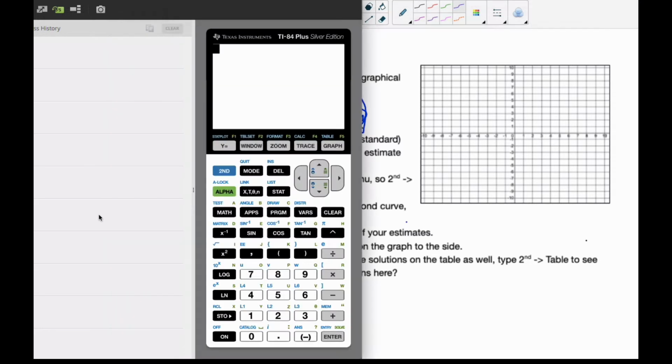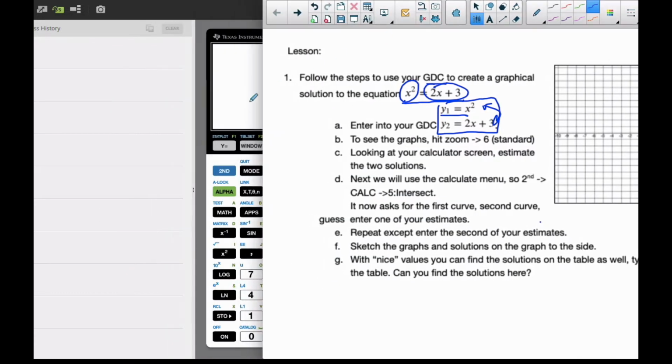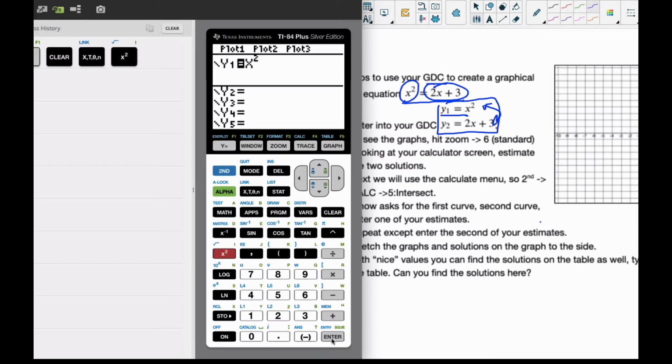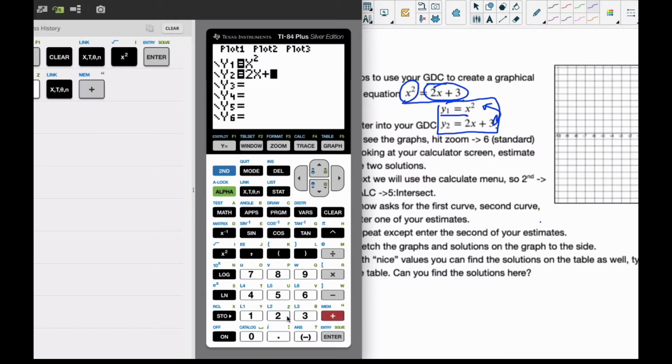So if I go to my calculator, and let me move this over so I can see what I'm typing in. To get to the y equals, I'm going to click on this button here and see y equals, and I'm going to clear it because I don't want anything there. And then I'm going to go x, and this particular button here is X,T,theta,n. It's a shortcut for x. Then I'm going to go squared, and then I'm going to hit enter, and then I'm going to go 2, remember this button is x, plus 3, and so that is in y2.